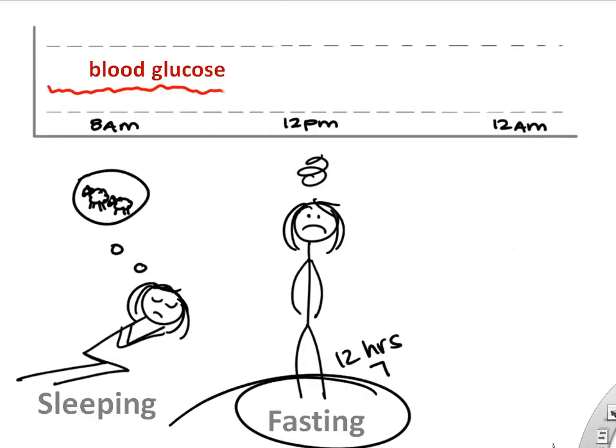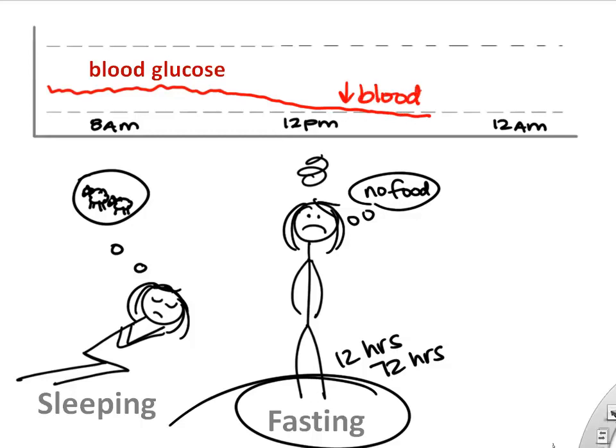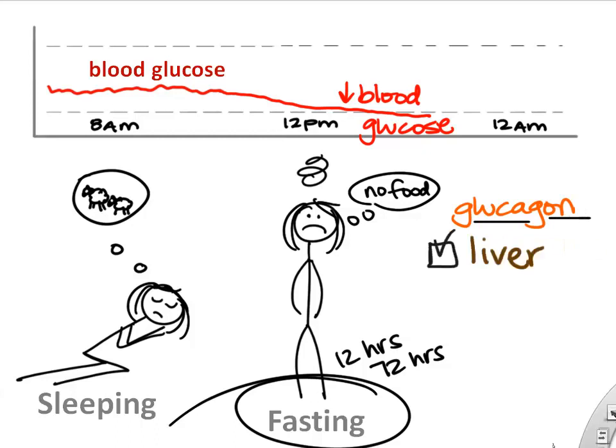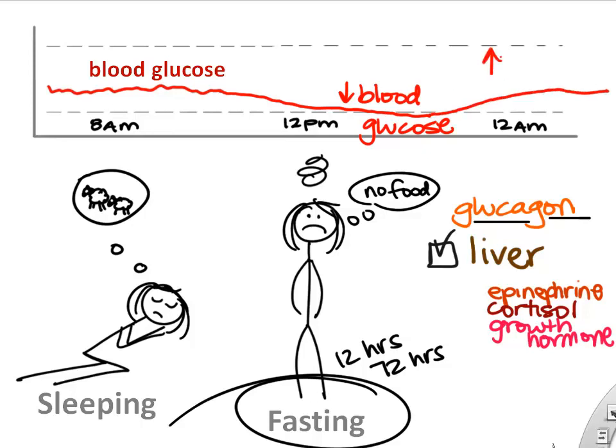If you're sleeping or fasting and you haven't eaten in a long time, your blood glucose will start to decrease. And as it starts to decrease, our alpha cells in our pancreas will release glucagon. The actions of glucagon will primarily be the liver, and the liver's response will be to help bring our blood glucose back up. Other hormones will help glucagon, including epinephrine, cortisol, and growth hormone. And all of those help bring our blood glucose back up towards normal.